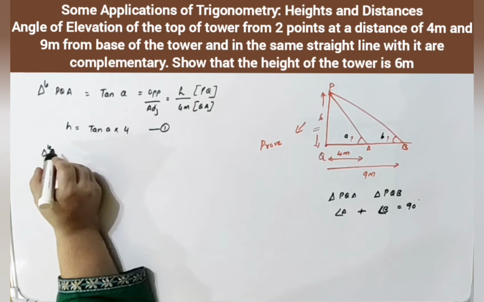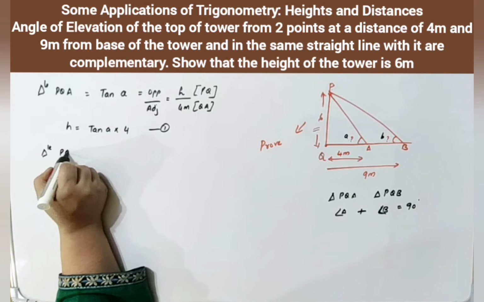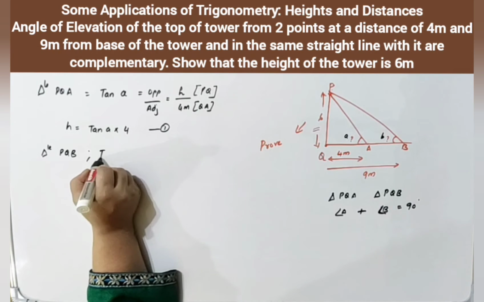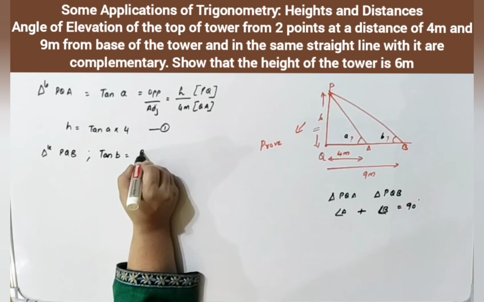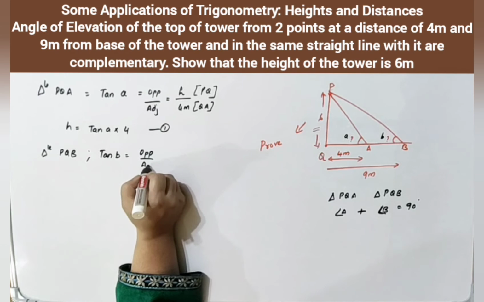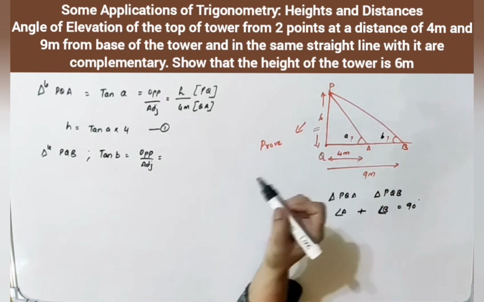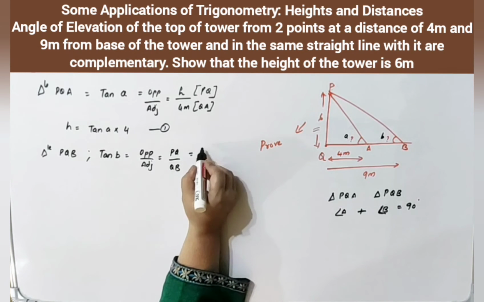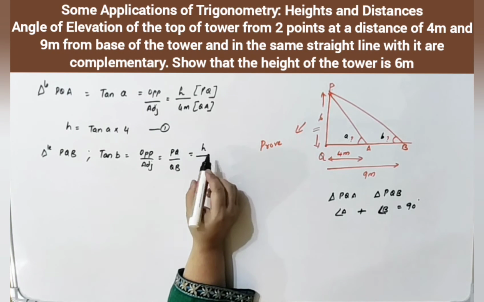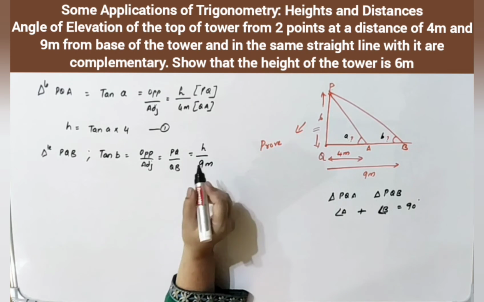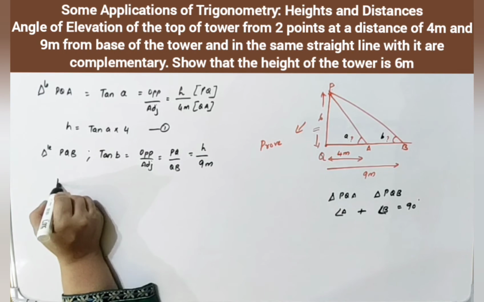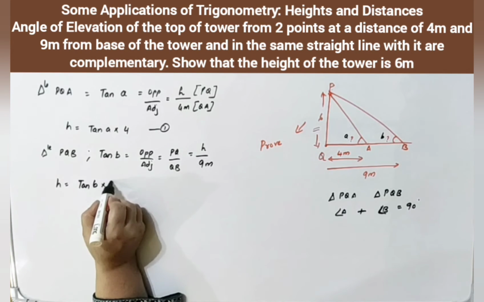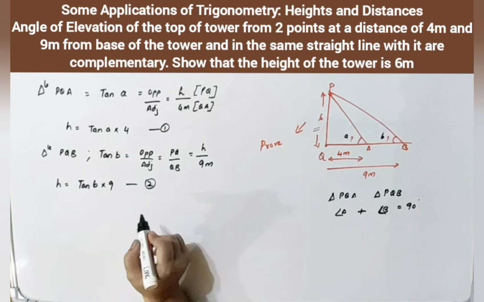Let's take triangle PQB now. We'll call this angle B. So tan B is equal to opposite by adjacent, which is PQ by QB. PQ, we call it H, and QB is given as 9 meters, right? So we'll isolate H. H will be tan B into 9. Let's call this equation 2.